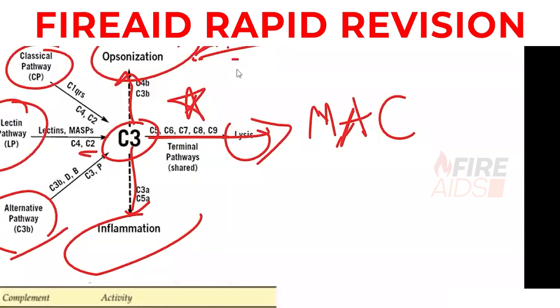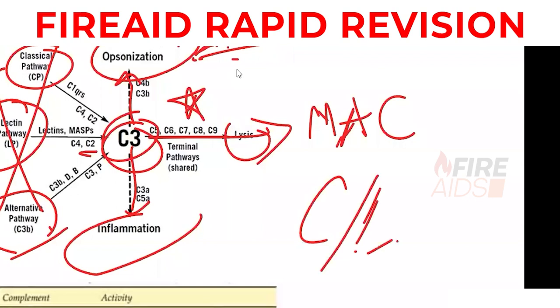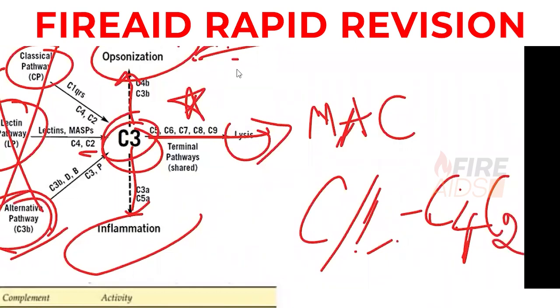Okay. So you don't have to remember these points. You have to remember C3 is the key feature here. In these 3 pathways, what you need to remember is the classical pathway means C4 and C2. The lectin pathway is again C4 and C2. So classical or lectin, no matter what, it is going to be C4 and C2. These are the intermediary complements that are happening here. Whereas in the alternate pathway, it is directly C3.